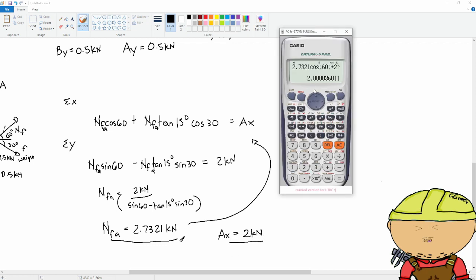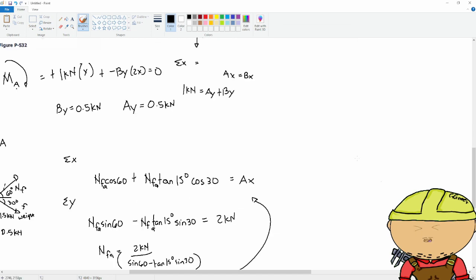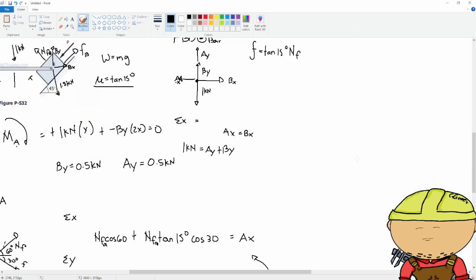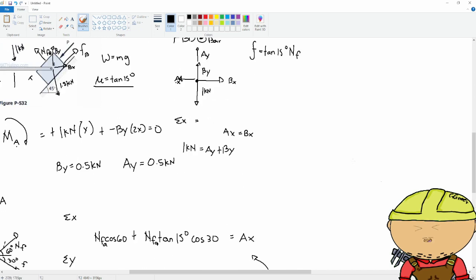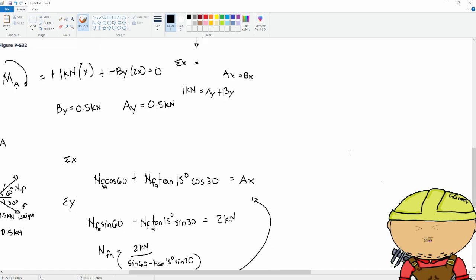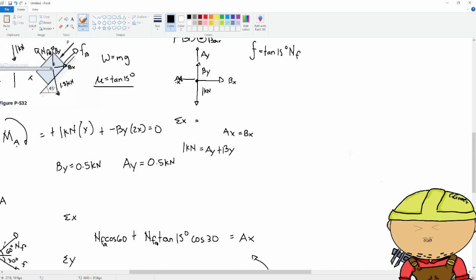Okay, let me double check. I'm double checking this time. Believe it or not, this is my second time solving this because I made a boo-boo on my first round.